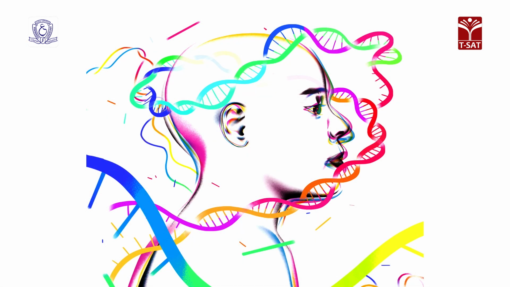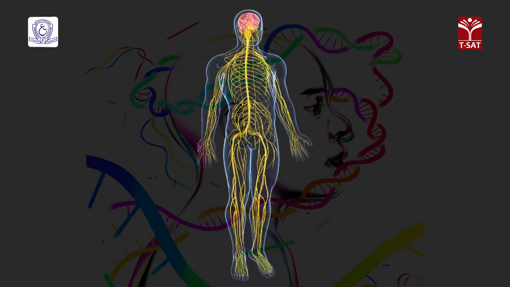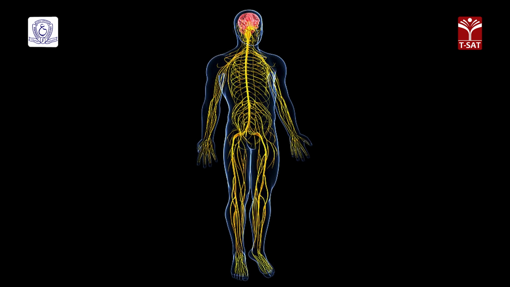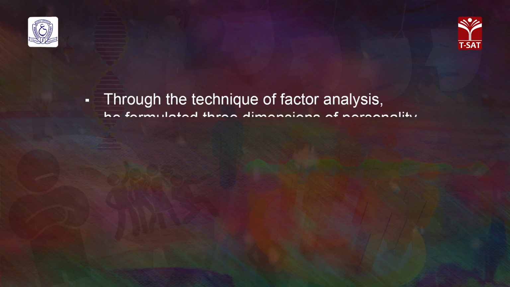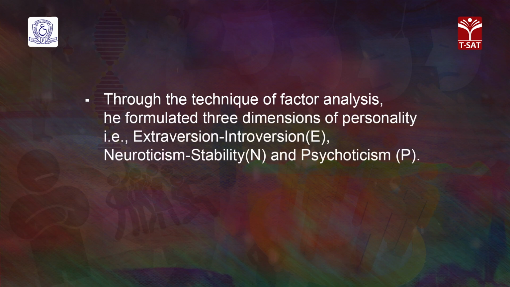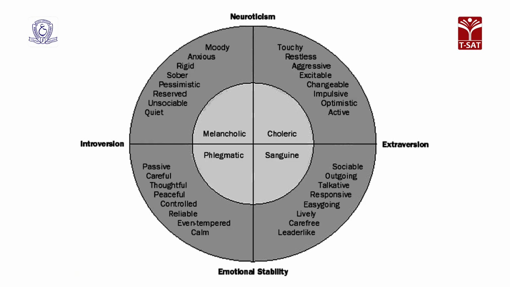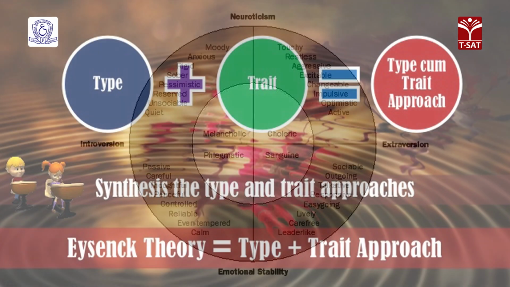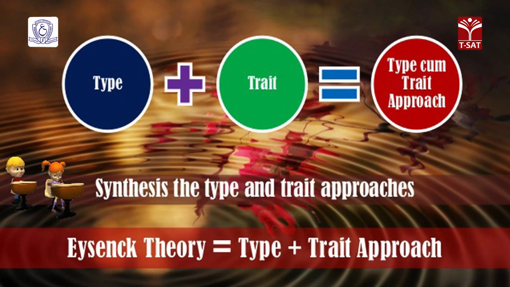His theory is based on biological factors. He emphasized the importance of how the nervous system affects the ability to learn and then to adapt. Through the technique of factor analysis, he formulated 3 dimensions of personality, that is extraversion-introversion, neuroticism-stability, and psychoticism. This theory majorly focuses on 2 dimensions, extraversion-introversion and neuroticism, and then came up with 4 combinations of personality. Eysenck's theory synthesized type and trait approaches.